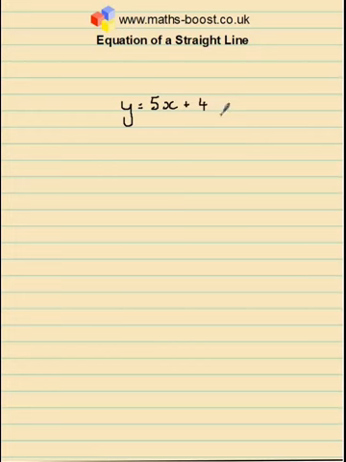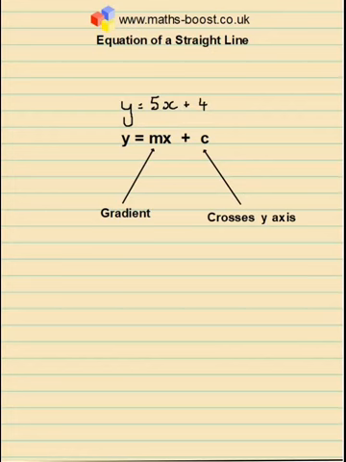This is an example of an equation of a straight line, and it's very useful when it's written in this form. In particular, it fits the template y equals mx plus c. When it is in this form, the number in front of the x represents the gradient of the line, and the number on the end represents where the line crosses the y-axis. A positive gradient means the line is climbing, and a negative gradient means the line is falling. And the larger the number, the steeper the gradient.